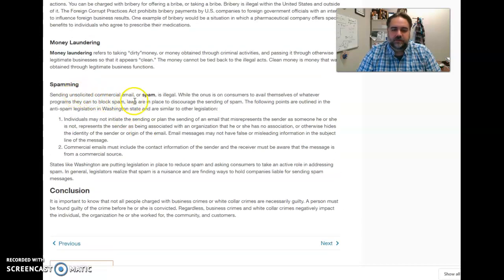Sending unsolicited commercial mail or spam is illegal. While the onus is on the consumer to avail themselves of whatever program they can to block spam, laws are in place to discourage the sending of spam. The following points are outlined in the anti-spam legislation in Washington State or similar in other legislations. So it is illegal, but I still seem to get some spam from time to time.